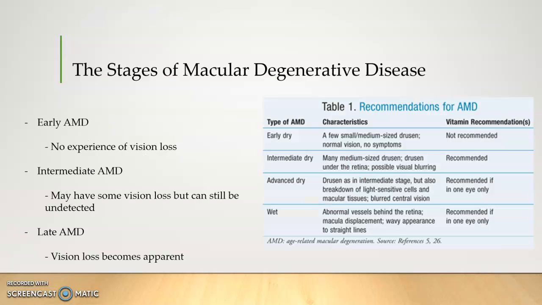So the stages of macular degenerative disease, for the most part, usually come in about 3 stages. It is the early AMD, which is when you don't have any vision loss yet, an intermediate AMD, which is when there may be some vision loss, but it can still either be detected or undetected. And then late AMD, which is when vision loss becomes apparent. Sometimes the way that the stages are broken up, as on the chart in the picture, it says early dry, intermediate dry, advanced dry, and then wet. Dry and wet are the 2 forms that it takes, so it's just breaking it down a little bit more.